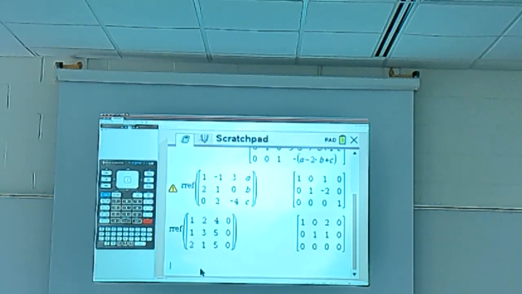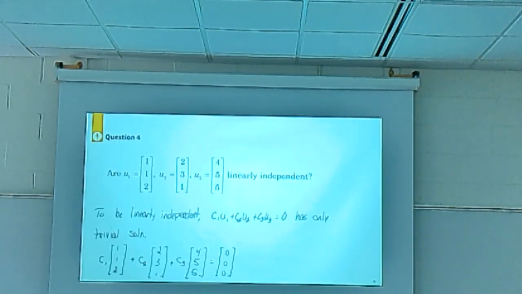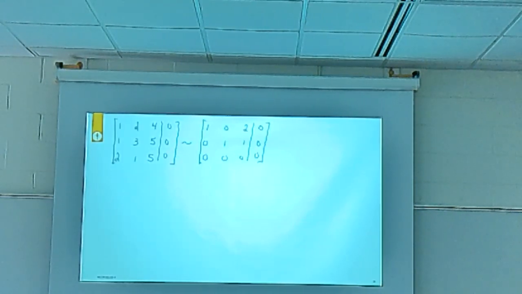Next row. 2, 1, 5, 0. Should be 2, 1, 5, 0, right? Because it was 4, 5, 5. Yeah. And again, I'm going to explain this out, but generally speaking, it doesn't reduce to the identity, so you're done. It's linearly dependent. But here's why.